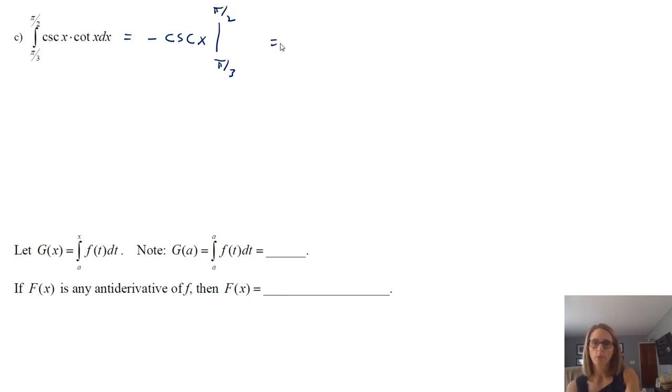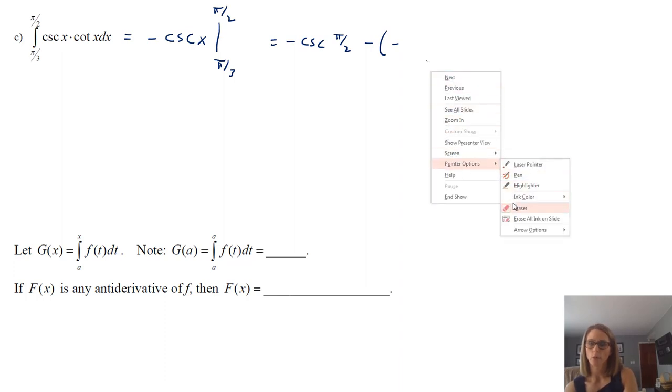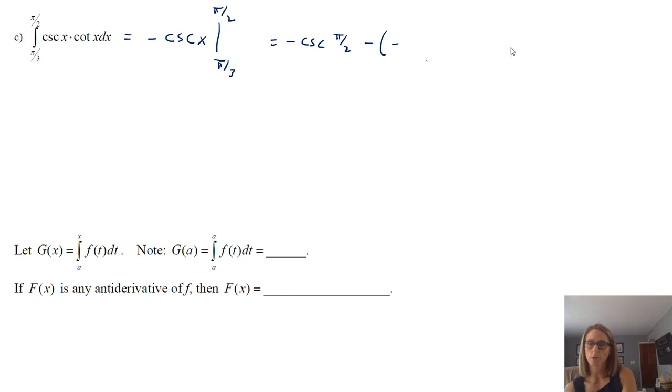And then I'm just evaluating negative cosecant pi over 2 minus a negative cosecant pi over 3. And think about what these values are. Make sure that you at least understand your unit circle enough to be able to say, yeah, my answer seems reasonable, looks correct. That's important.